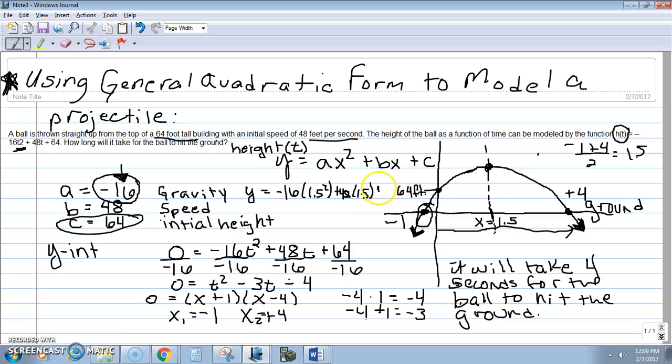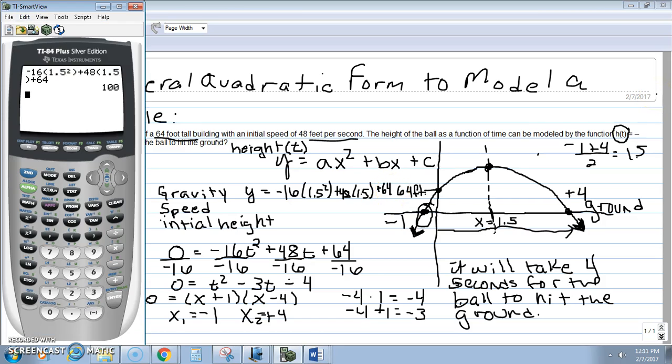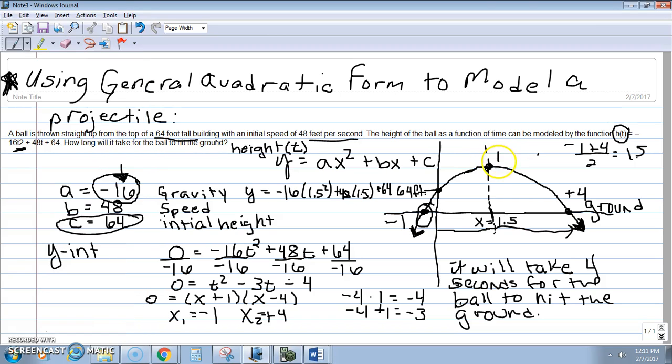If I type that into the calculator just like that, I'm going to pause it and be right back. I'm back. Look at the calculator. So I typed it in just like I wrote it, and it equals 100. So at 1.5 seconds, it has reached a maximum height of 100 feet and then started to come back down. So I've actually answered quite a bit of information here, right?